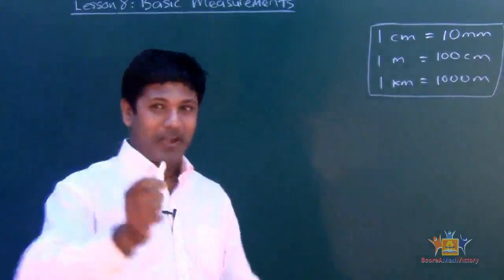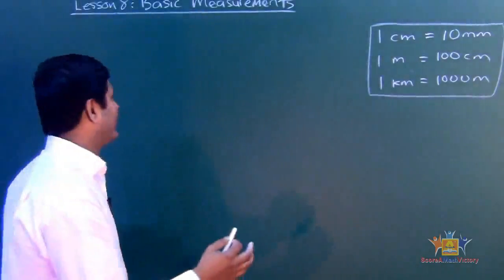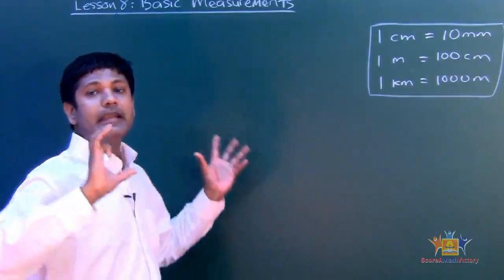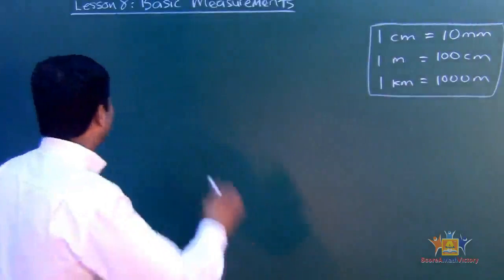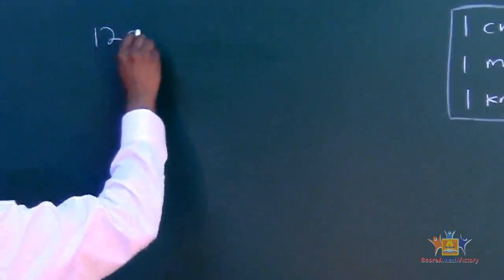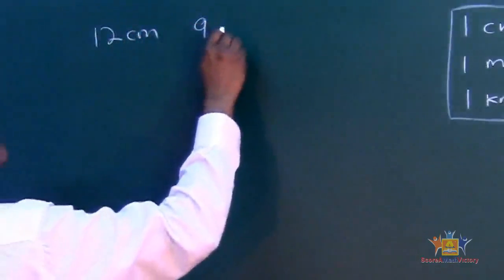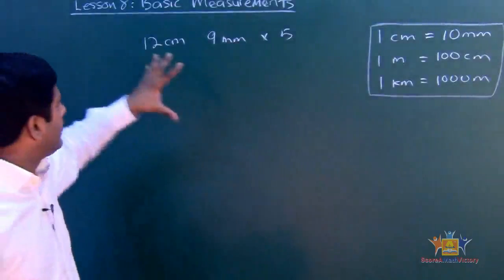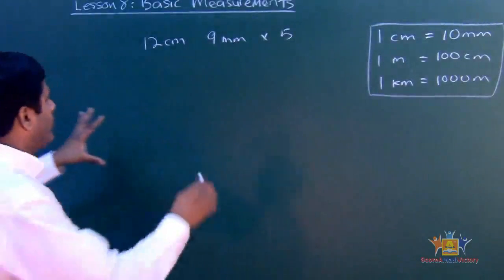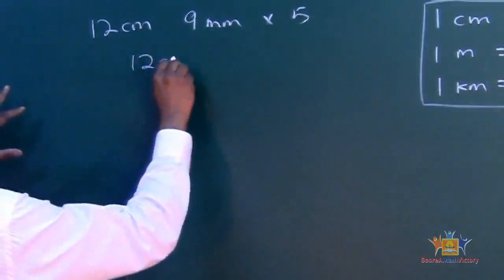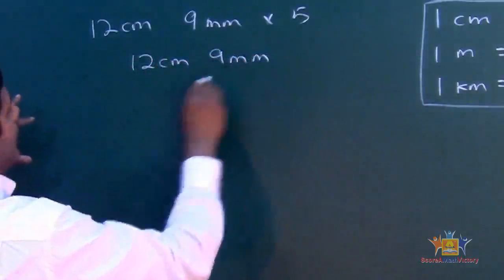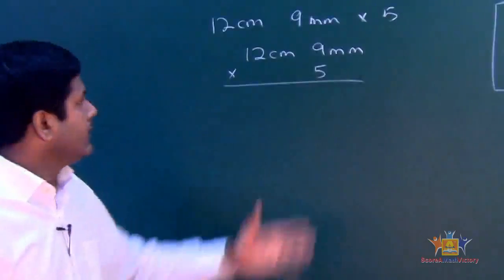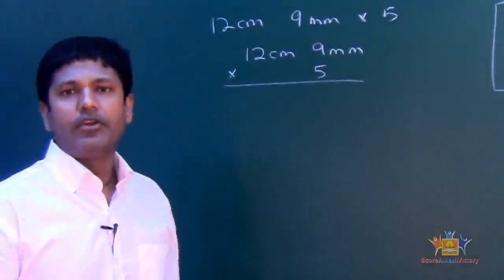Alright, my dear students, you're ready for multiplication? It's very straightforward as well, just like the addition and subtraction. For multiplication, you just do the multiplication operation. Let's say, for example, I give you 12 centimeters and 9 millimeters, and I'm multiplying that by 5. Now again, line them up. Very important, line them up. What do I mean by that? You put 12 centimeters, 9 millimeters, and you put times and put the 5 right there and then put the line. Line it up to the very right.